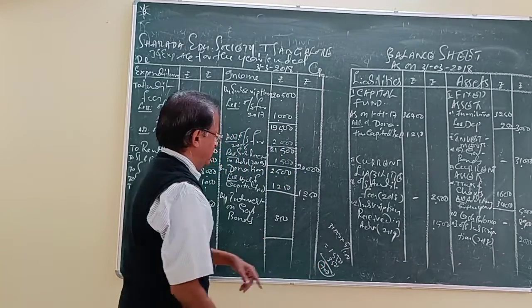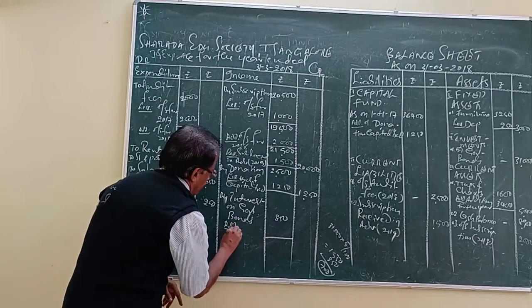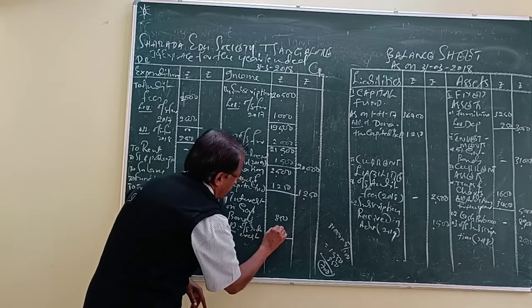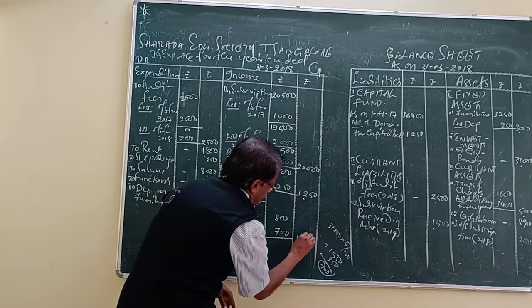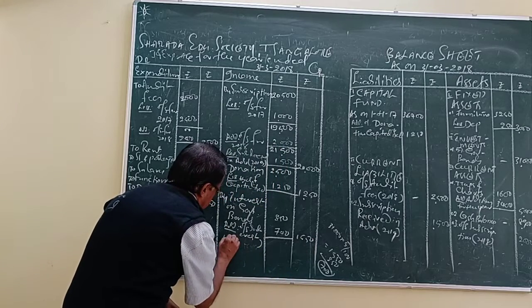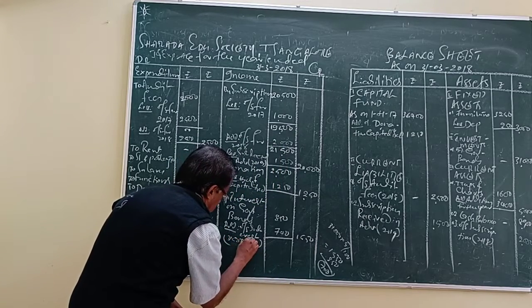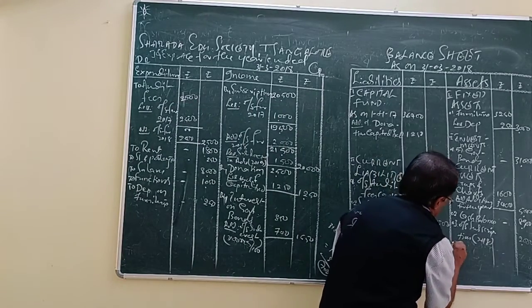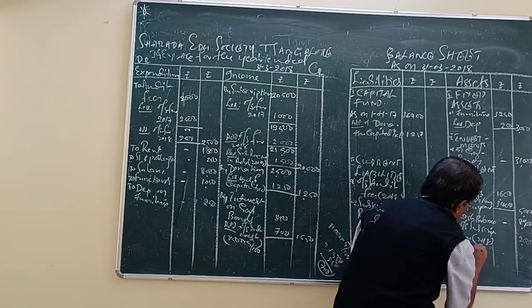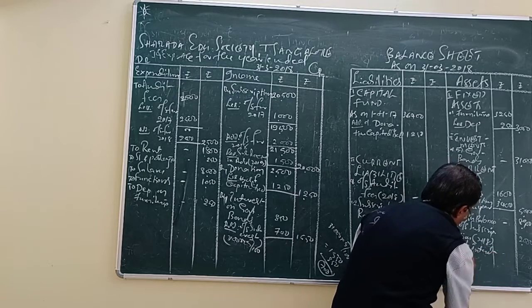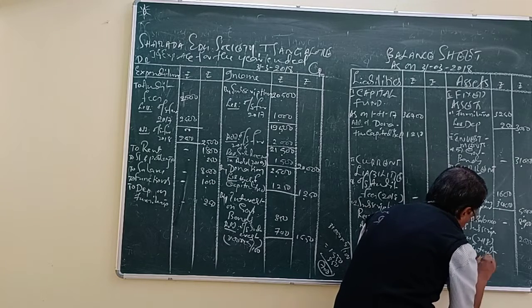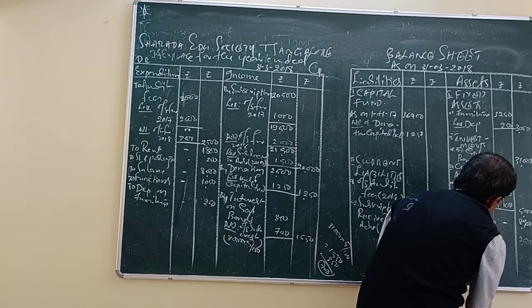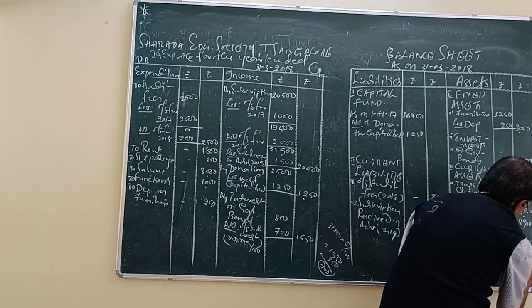Then difference 700 is the outstanding for the current year. You should consider it now. Therefore, add outstanding interest. How much? 700. Outer column 1,550. In bracket calculation, 31,000 into 5 by 100. This 700 will be shown in the balance sheet at the asset side. Outstanding interest on government bond. How much? 700 outer column.